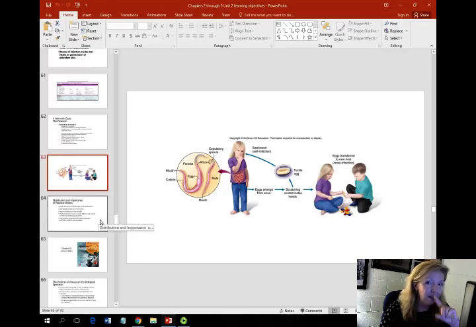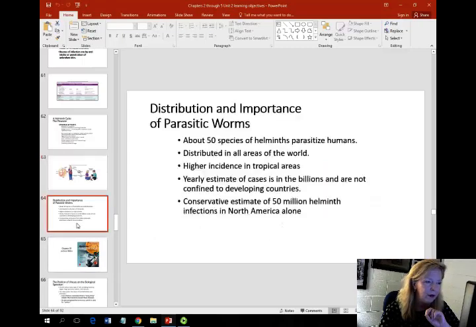So intense anal itching might be a sign of pinworms. The name is Enterobius vermicularis.